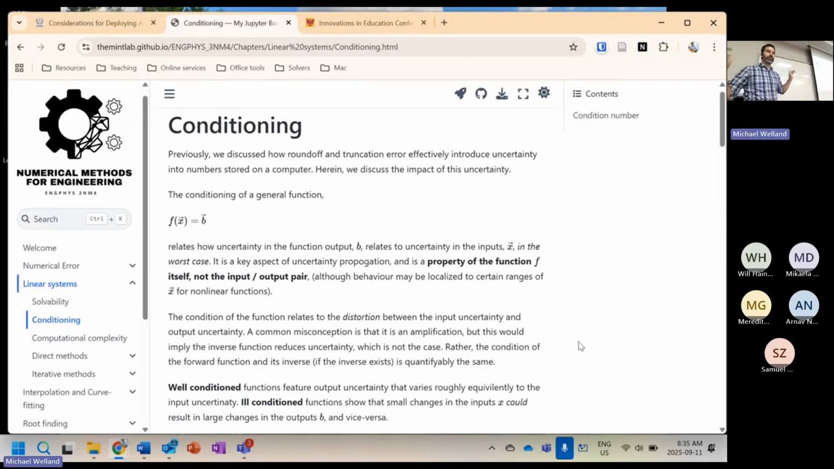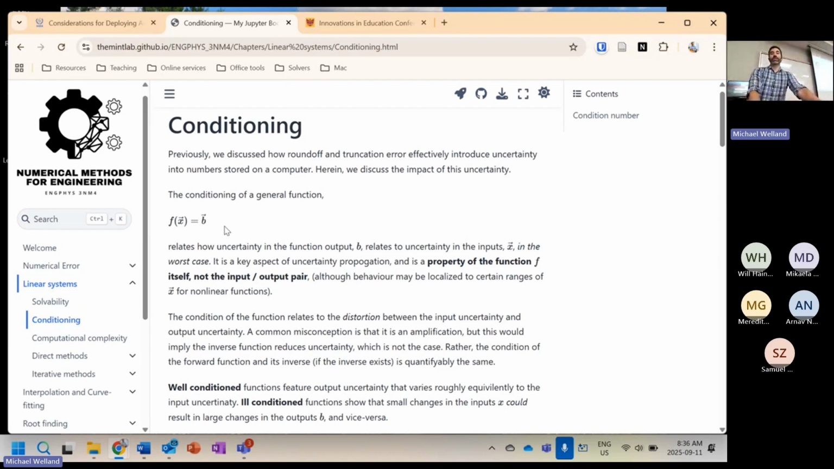Right, okay. So round-off error and truncation error introduce an inherent uncertainty in all your numbers. The conditioning of a general function, this isn't even linear functions at this point, relates how the uncertainty in the function output b, right? Usually you would write f of x equal to y, right? Later on, spoiler alert, we're going to revert this back to linear systems, in which case we get Ax equal to b. So I'm just starting off by saying this is b. That's why there's b on the other side. It's y, it's b, it doesn't really matter. It's the output of the function.